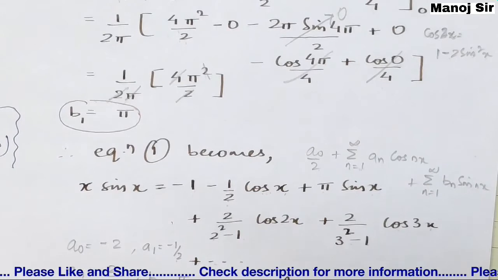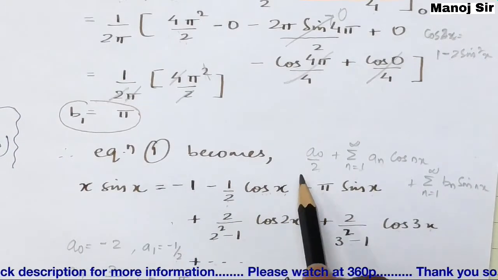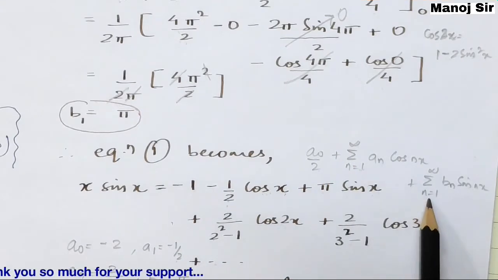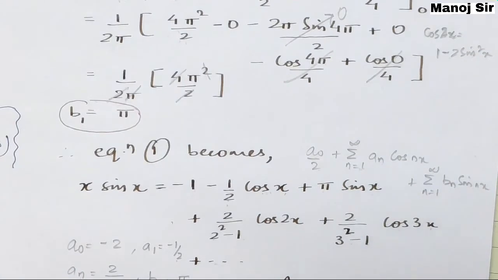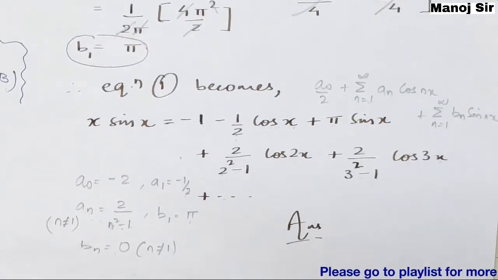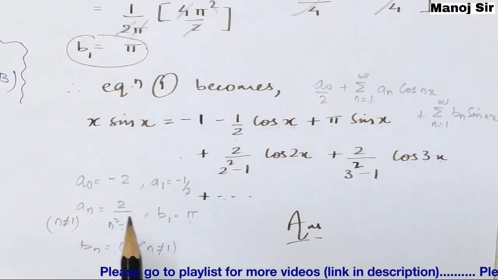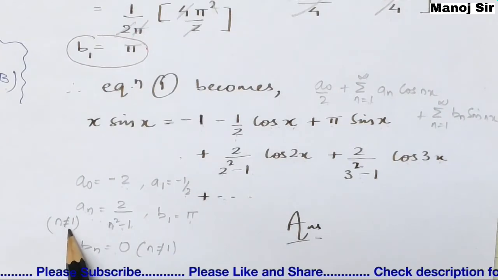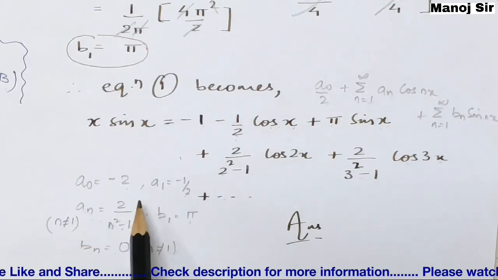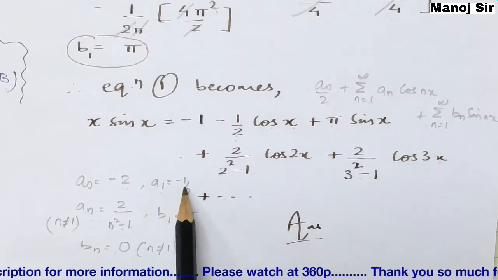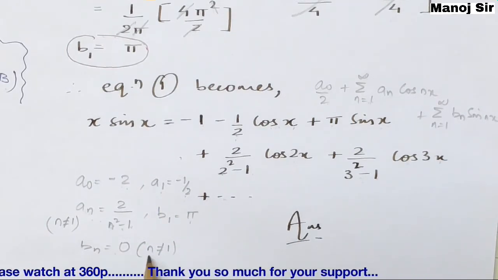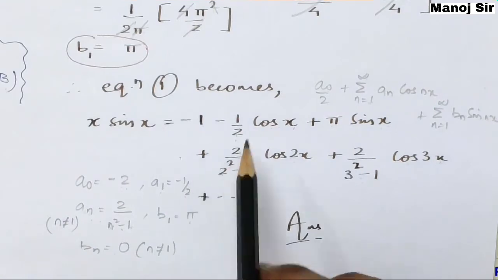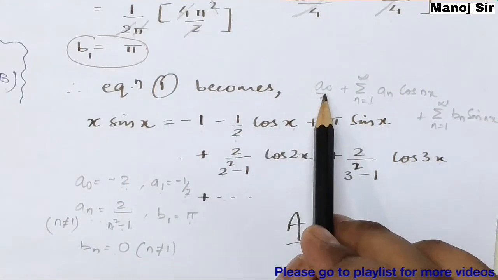Now we'll come to equation number 1. What is equation number 1? This is my equation number 1. x into sine x equals to a naught upon 2 plus summation n equals to 1 to infinity a n into cos nx plus summation n equals to 1 to infinity bn into sine nx. And what is the value of a naught? a naught equals to minus 2. a n equals to 2 upon n square minus 1 when n is not equal to 1. We have found a1 separately, that is minus 1 upon 2. Again, bn equals to 0 when n is not equal to 1, and we have found b1 separately, that is pi.